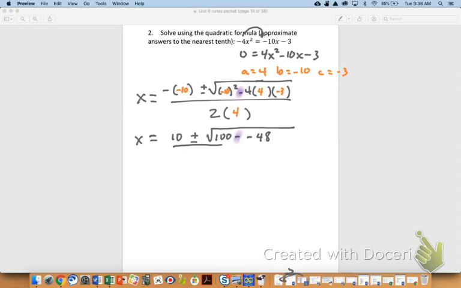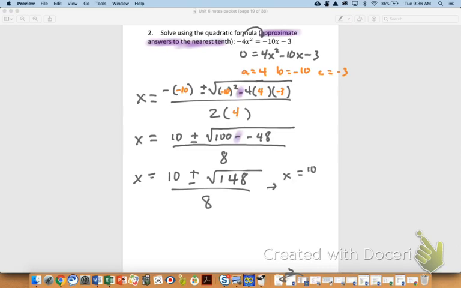2 times 4, of course, is 8. My final step before I get to the calculator perhaps would be this. 10 plus or minus the square root of 148 divided by 8. Notice how the instruction said approximate your answers to the nearest tenth. That's a hint that you're going to be approximating with your calculators. So in your calculators, what I would do is 10 plus the square root of 148, get an answer for that, and divide by 8. I'm just going to split this up. So I'll say x equals 10 plus the square root of 148 divided by 8.